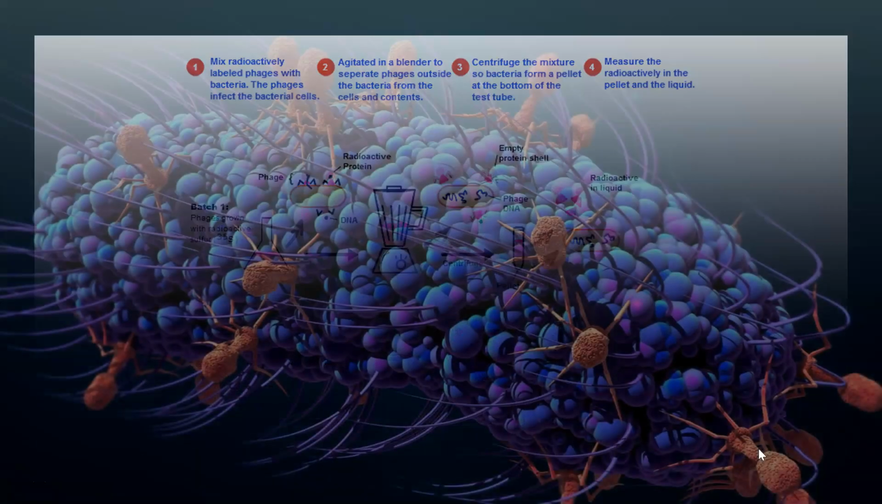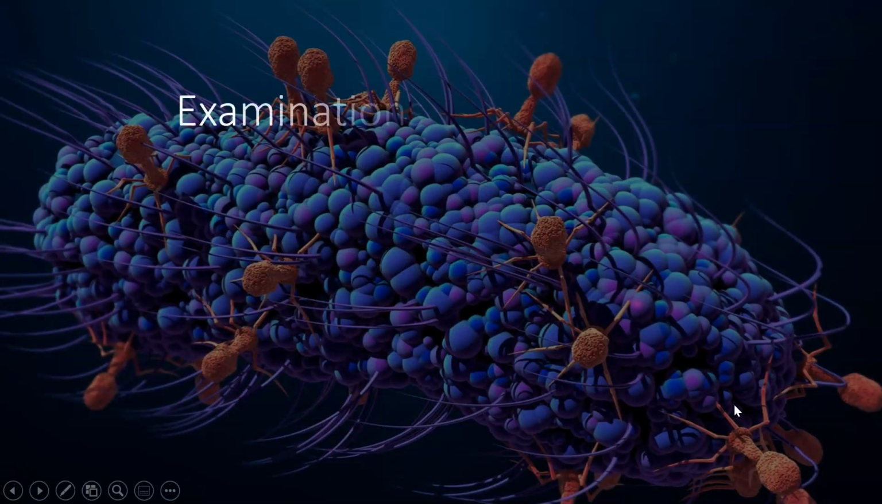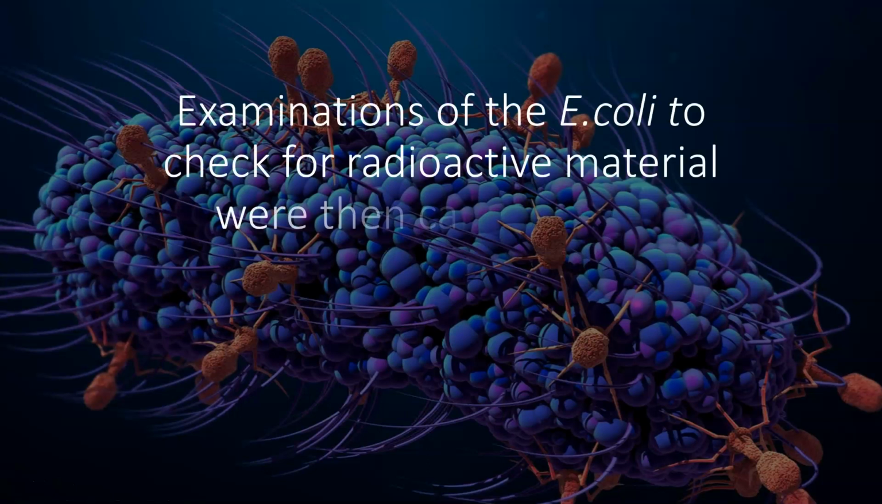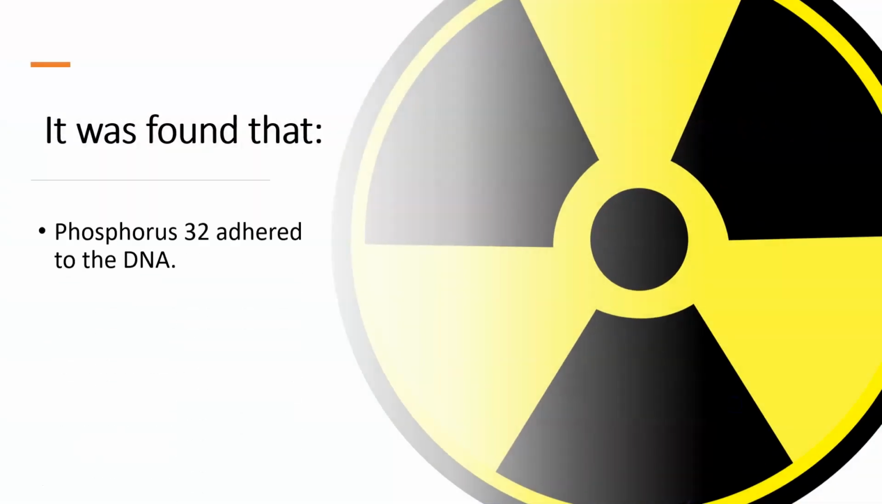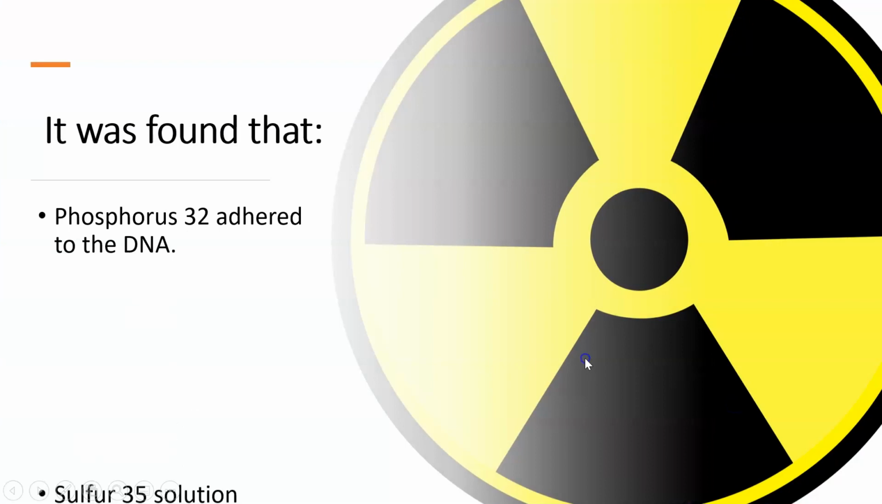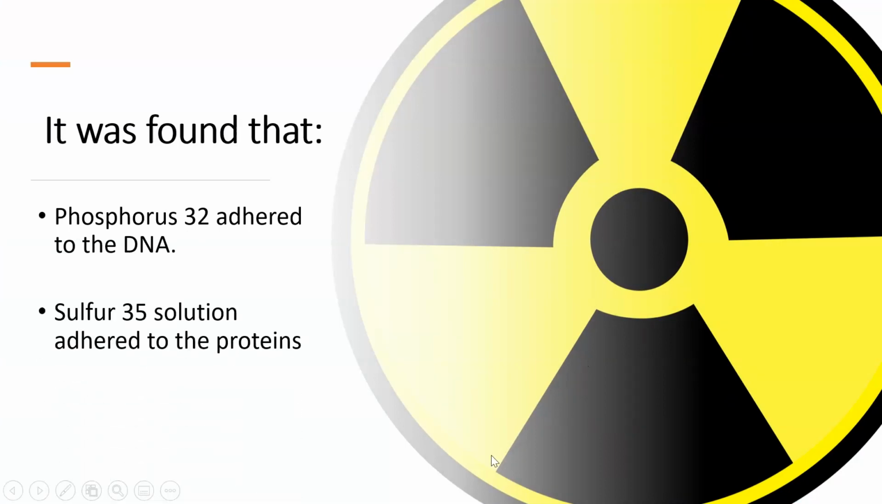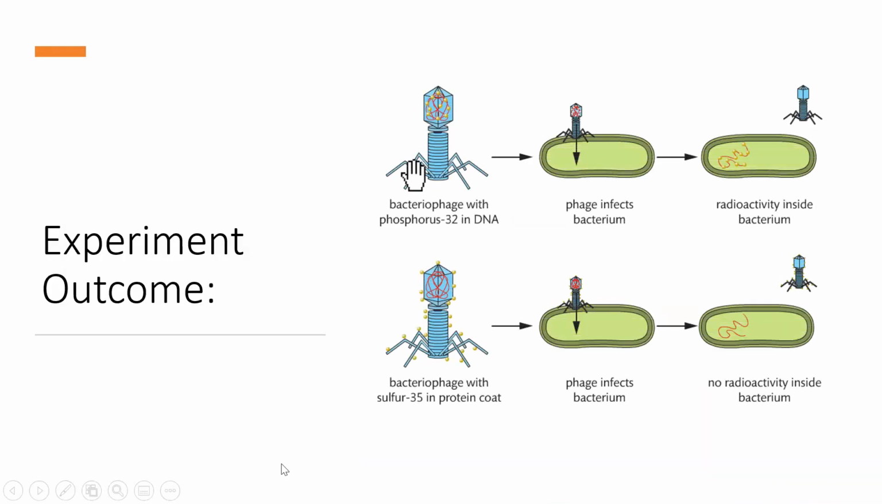So let's just have a look. We go through that here. But why would the radioactivity in the phosphorus 32 adhere to the DNA? So that's what you need to think about. Think about the structure of DNA.